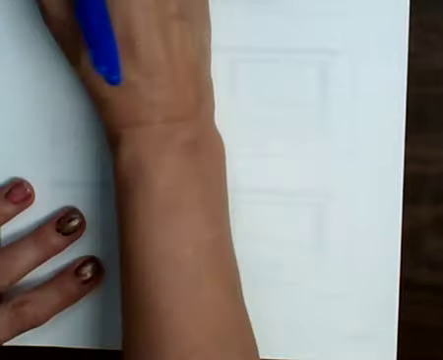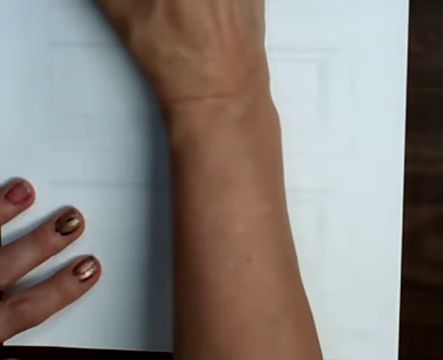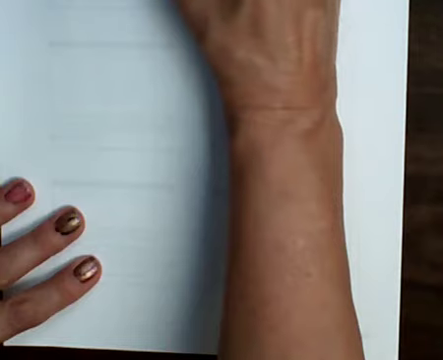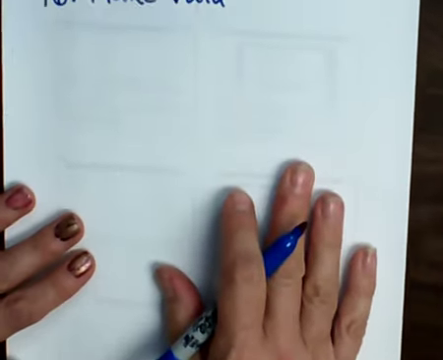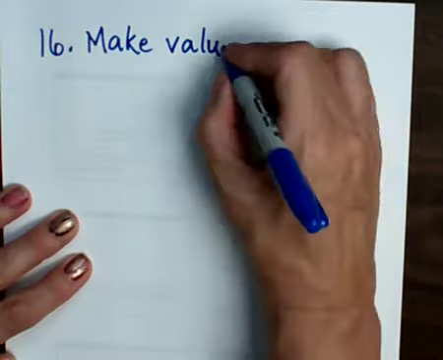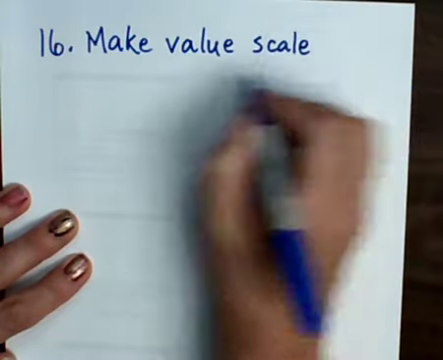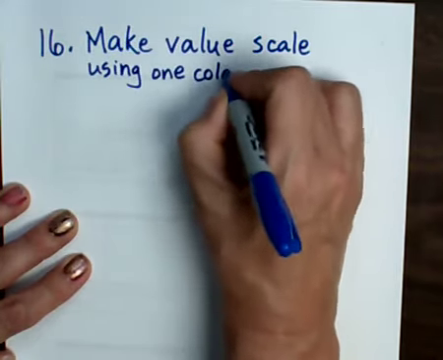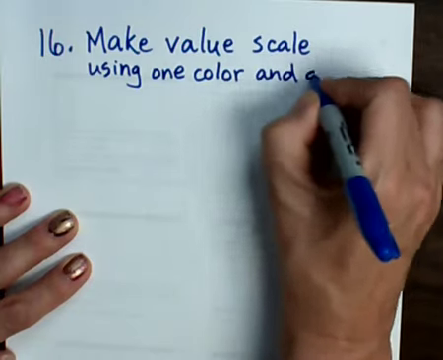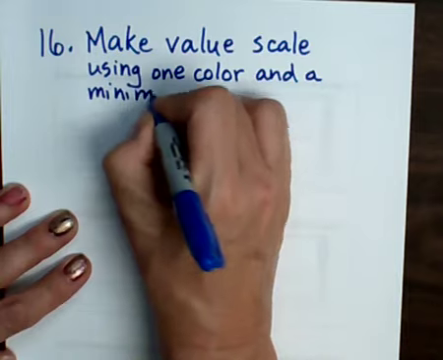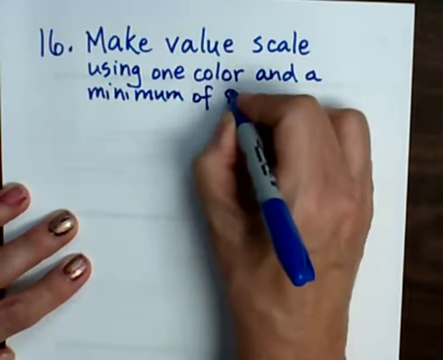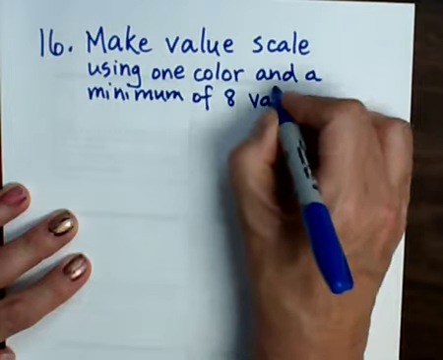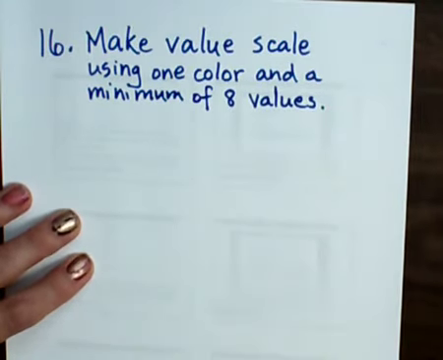Okay, so what you need to do for number 16 is you're going to make a value scale. Move it down a lot. You're going to make a value scale using one color and a minimum of 8 values. Okay? So that's the main assignment.